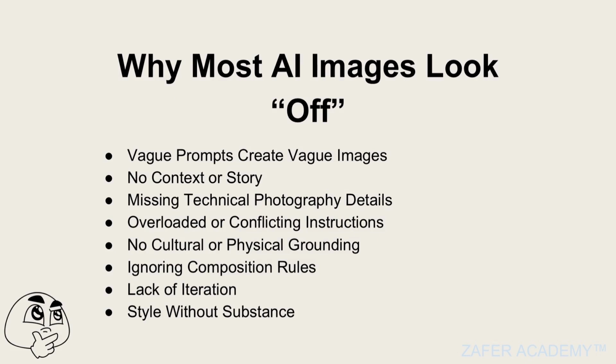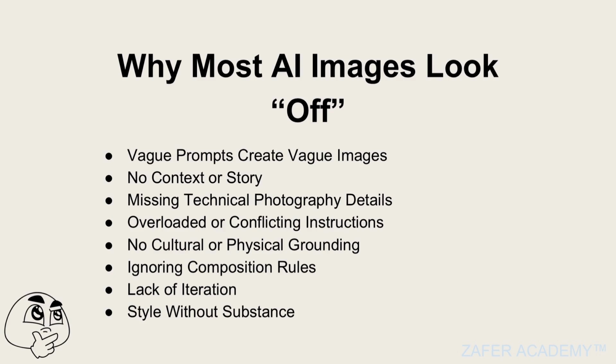Today we're looking at why most AI images look off, or why most AI images look awful. Vague prompts create vague images. If your prompts are vague and not tuned in to what you want, then you're going to get vague images. That's the theme for today: seeing before creating. You have to be able to define the image you have in your mind. Then you'll be able to write a prompt that reflects that image for AI to build it.